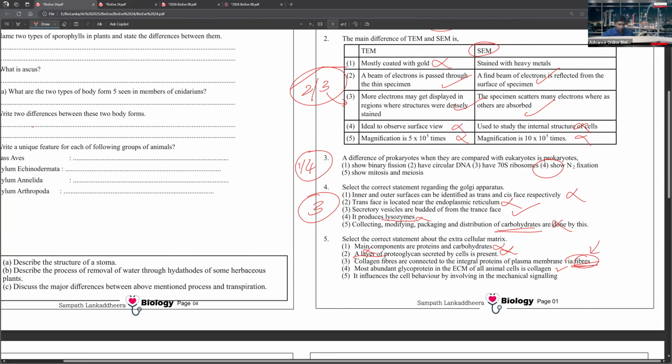ECM of all animal cells, is there a problem with that? All animal cells is wrong, it should be most. Then again wrong. Then it influences the cell behavior by involving mechanical signaling. I think 5 is okay, 5 is okay.